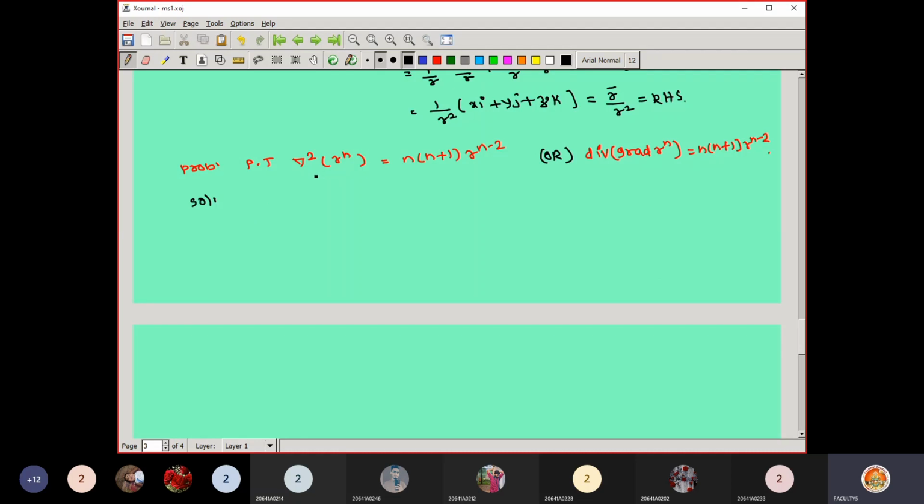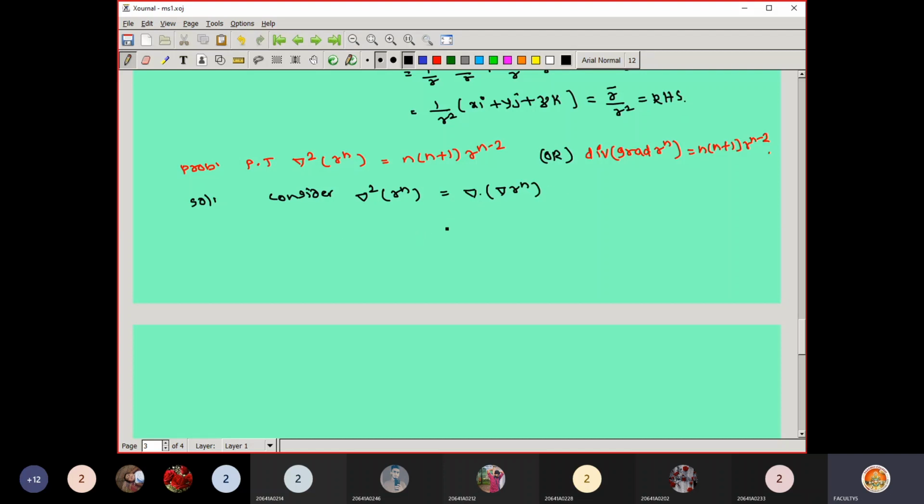So we know that del dot del, you can write it as del square. We have taken such type of problem in the previous classes. Del square, del dot del. So I'm just writing here, it is for your easiness. Consider, for your clarification, I'm writing del square of r power n. So this I'm writing as del dot del r power n.